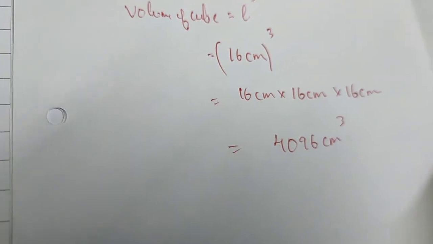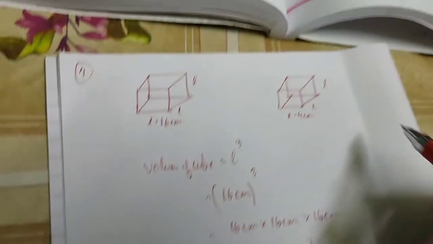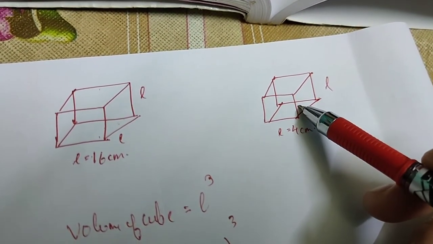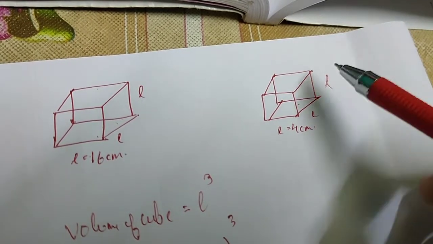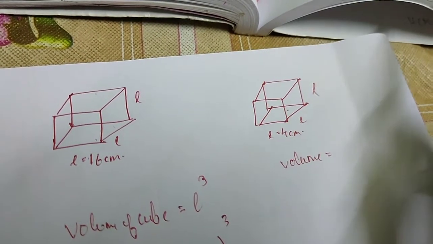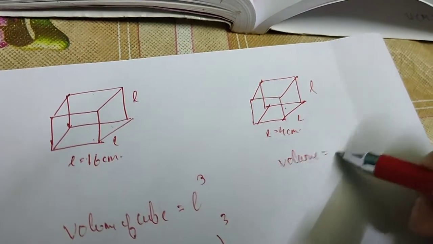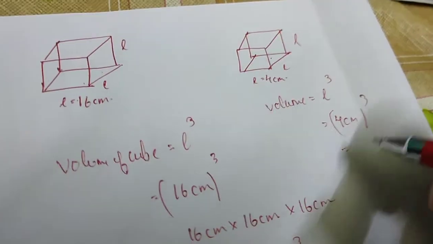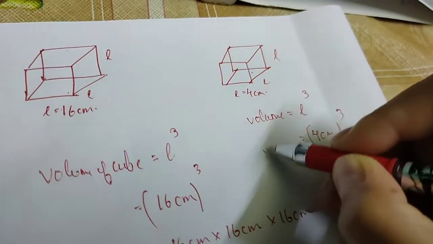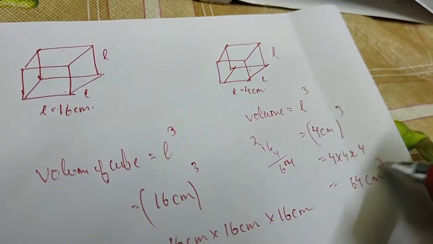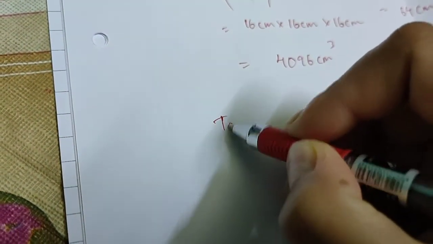4096 centimeter cube. Okay, and the next, here also we have to find out the volume of this cube. Then only we can find the number of cubes. So we don't need to find out here surface area or lateral surface area. Volume will be here also L cube, that is 4 centimeter cube. 4 into 4 into 4, 16 into 4 will be 64 centimeter cube.